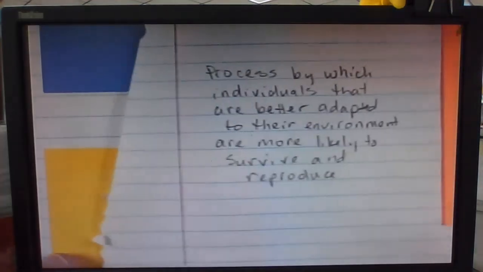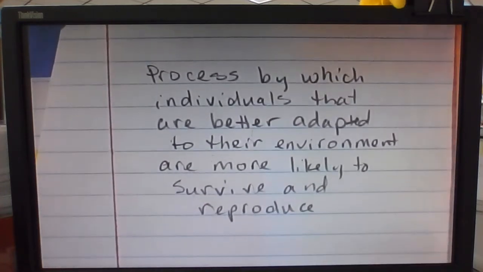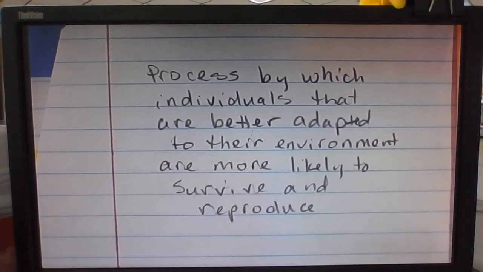So underneath natural selection: the process by which individuals that are better adapted to their environment are more likely to survive and reproduce.